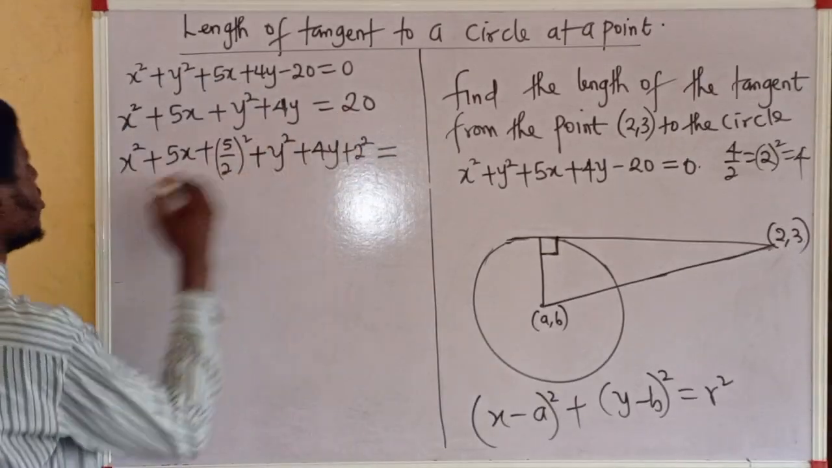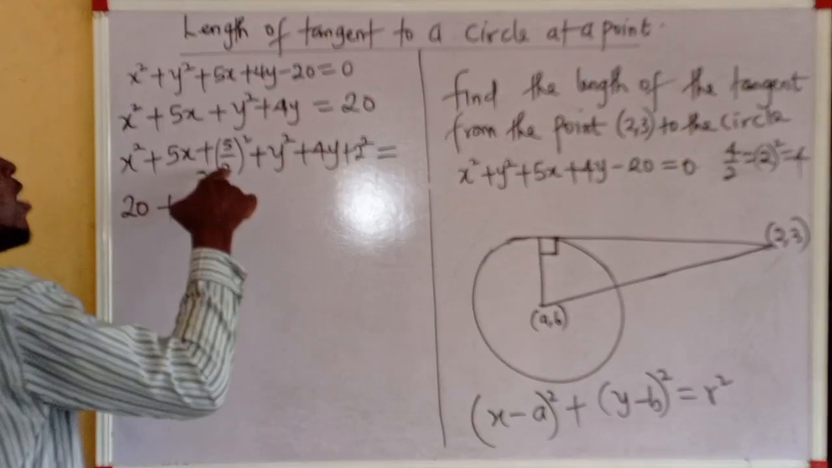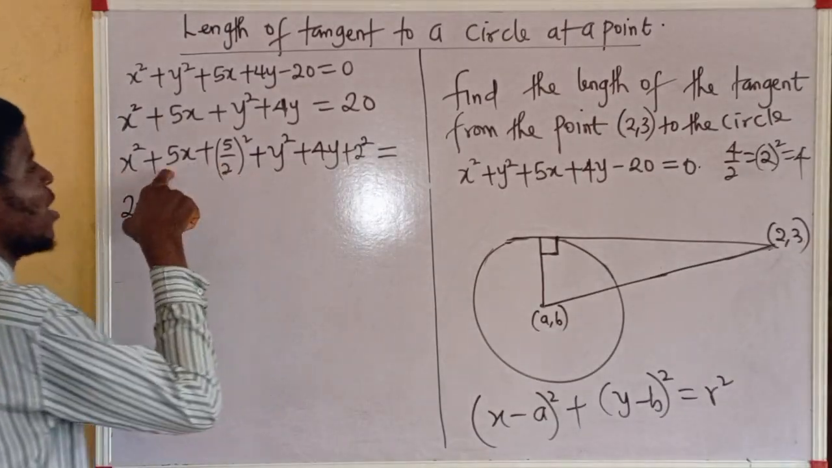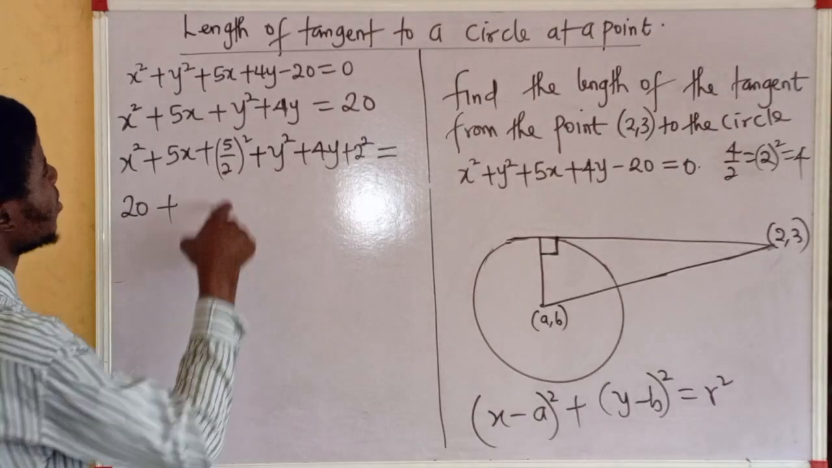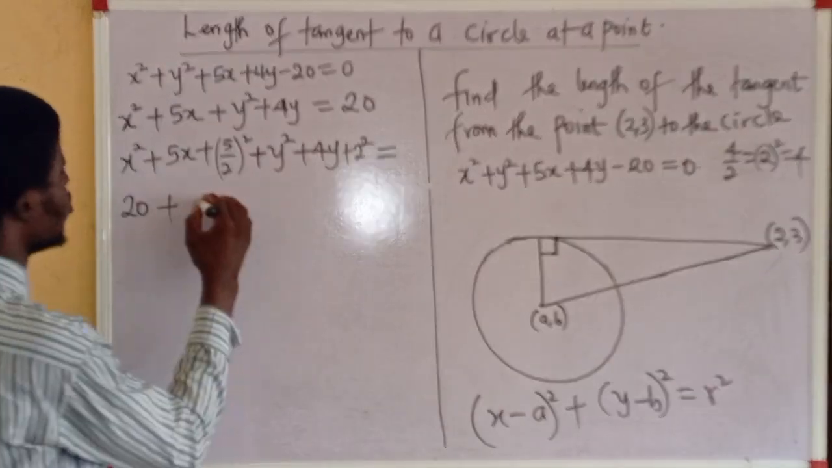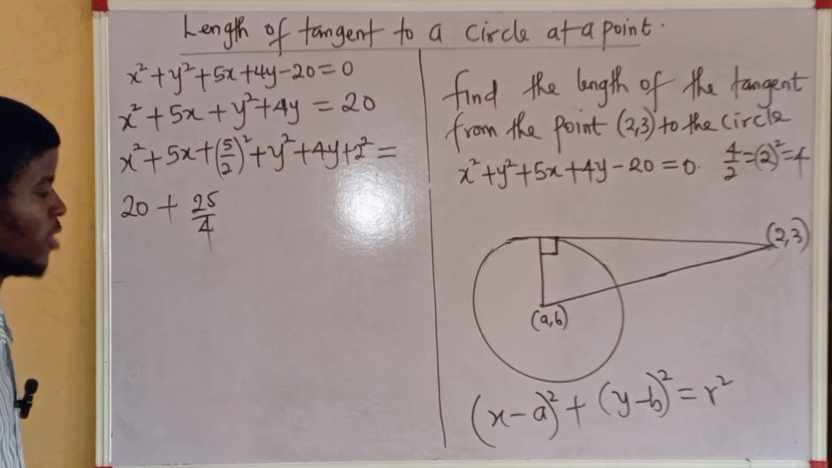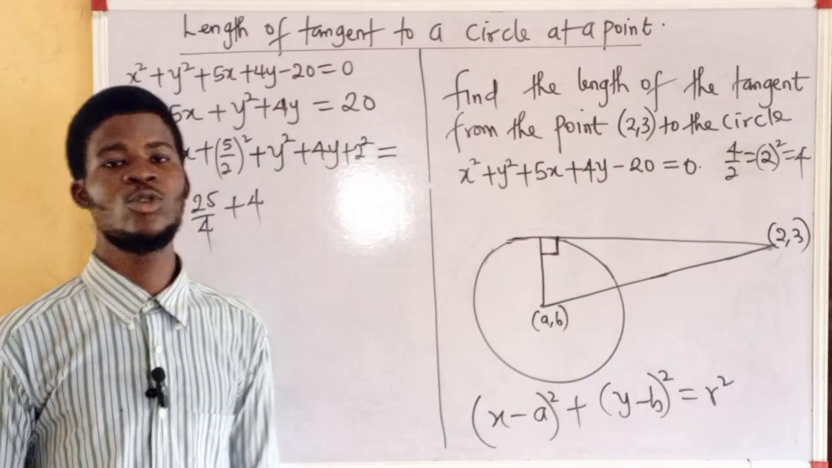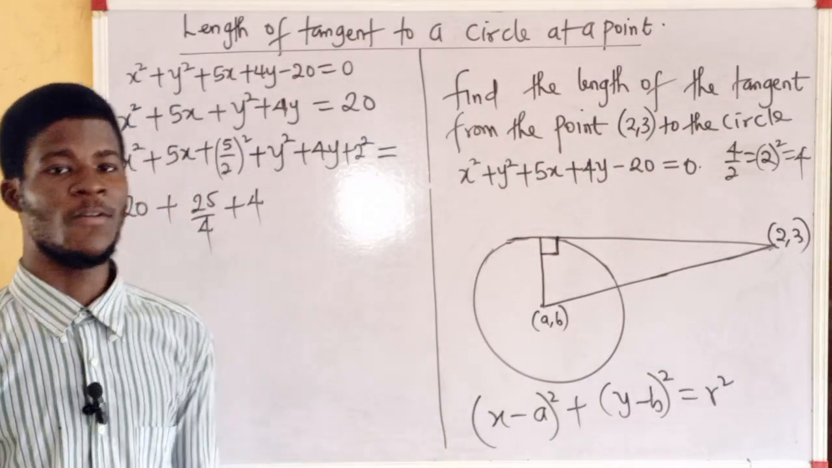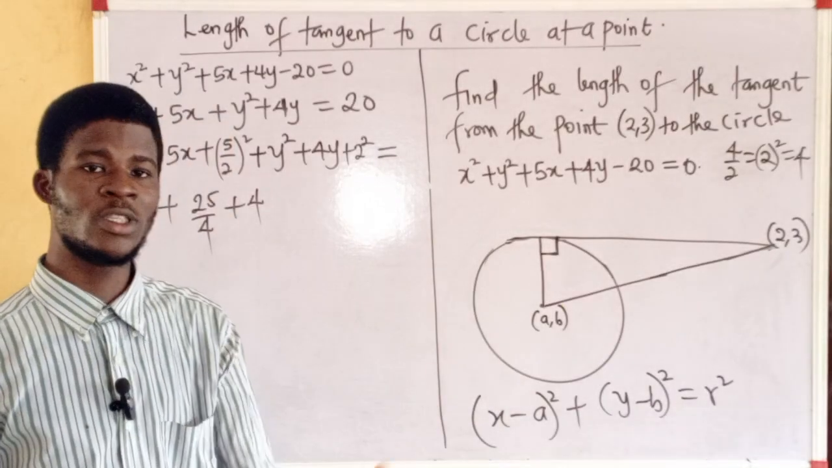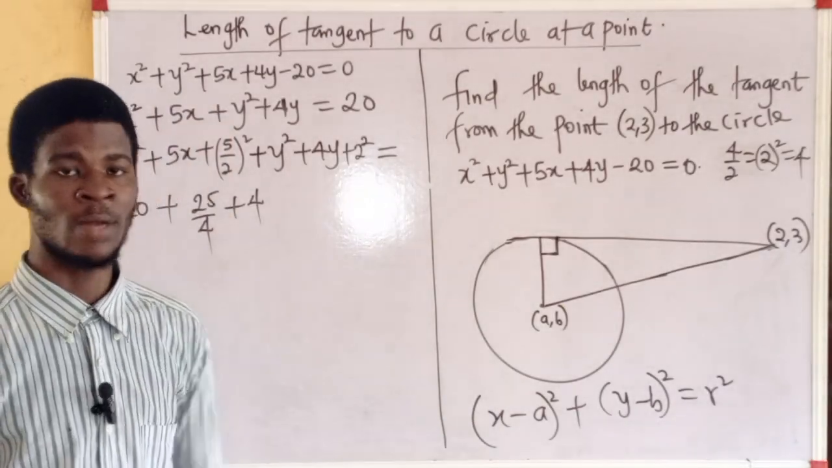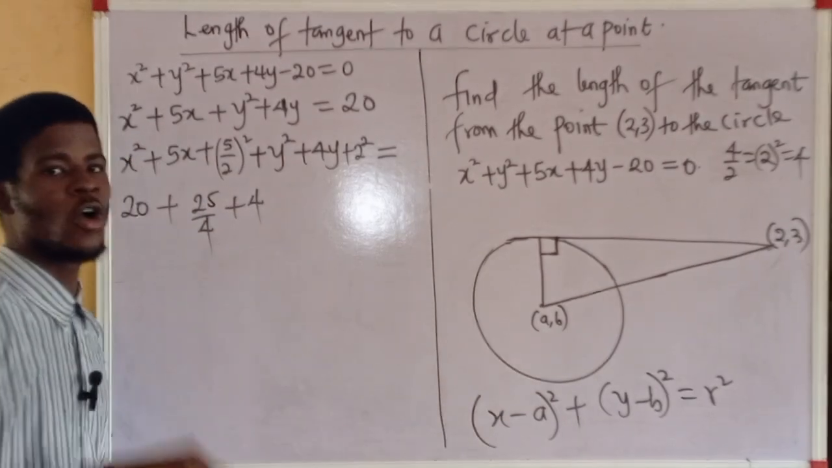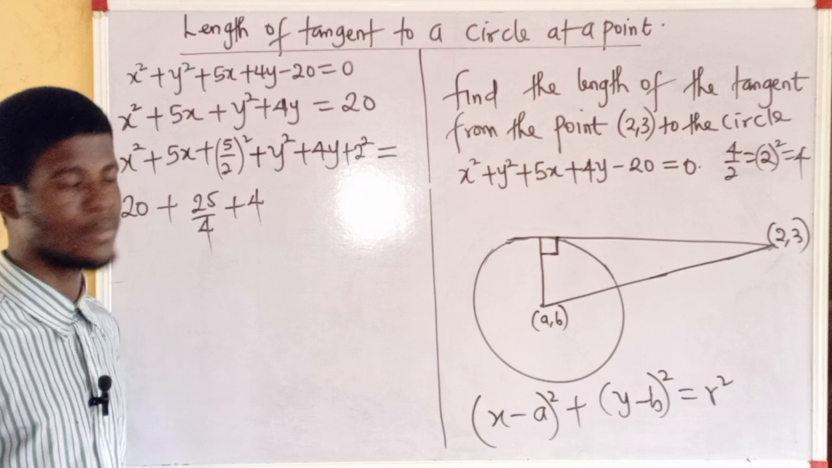Equal to 20 plus, I will add these two to the right hand side as well. I've added them to the left hand side, so I will add them to the right hand side. So 5 over 2 squared is equivalent to 25 over 4. Yes, 2 squared is equivalent to what? 4. There is a video on how to determine the radius and center of a circle from its equation, so you can watch that video to understand in detail what I'm doing here. So I added the square of half of the coefficient of x and y to both sides.